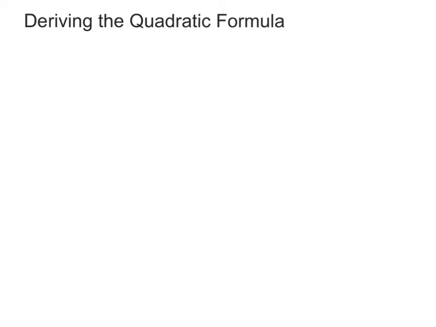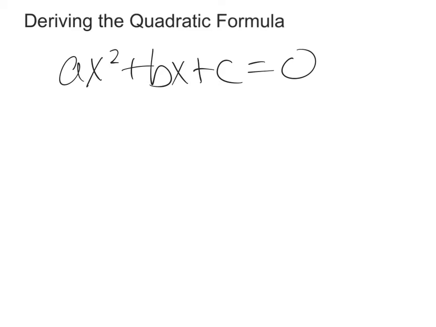All right, let's derive the quadratic formula. The quadratic formula is derived from standard form. So let's write down standard form. We have ax squared plus bx plus c equals 0. So what we're going to do is derive the quadratic formula by using the process of completing the square. So let's go through that process.